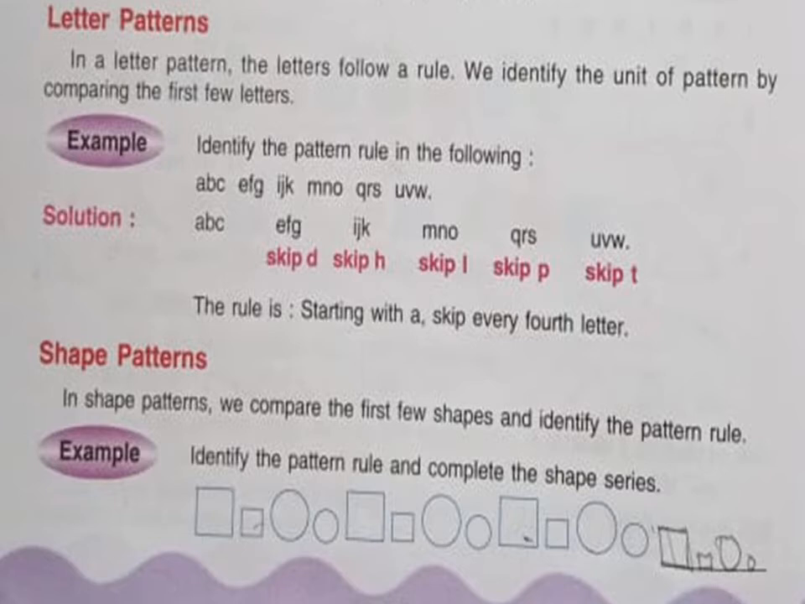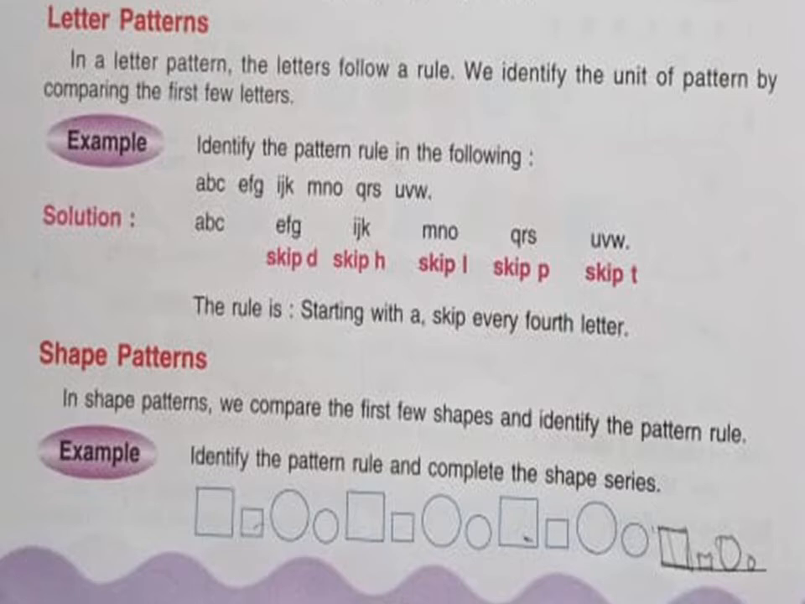Next, moving to shape patterns. In shape patterns, we compare the first few shapes and identify the pattern rule. First, you have to observe the first few shapes and then identify the rule. Yes, identify the pattern rule and complete the shape series. So first you can see a big square, small square, big circle, small circle. Now here observe the pattern carefully.